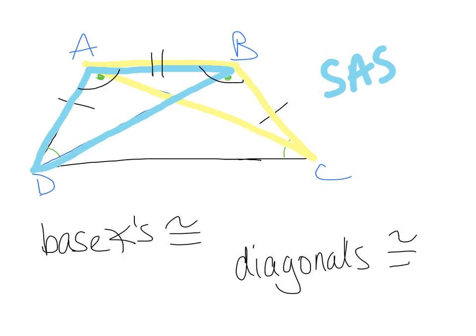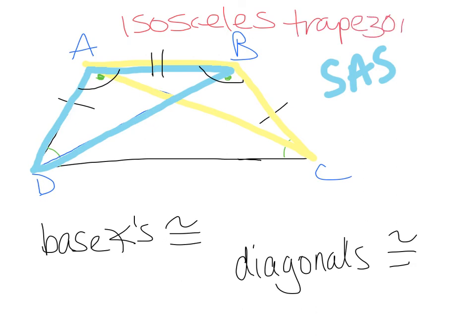Okay, so this is only true for isosceles trapezoids. Okay, so just a special quadrilateral, isosceles trapezoids. Okay, so you have a lot of stuff to know about properties of quadrilaterals, special quadrilaterals.